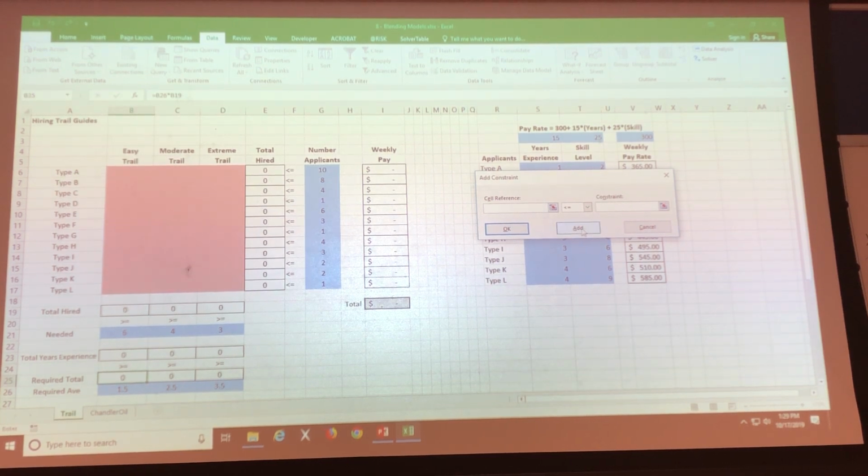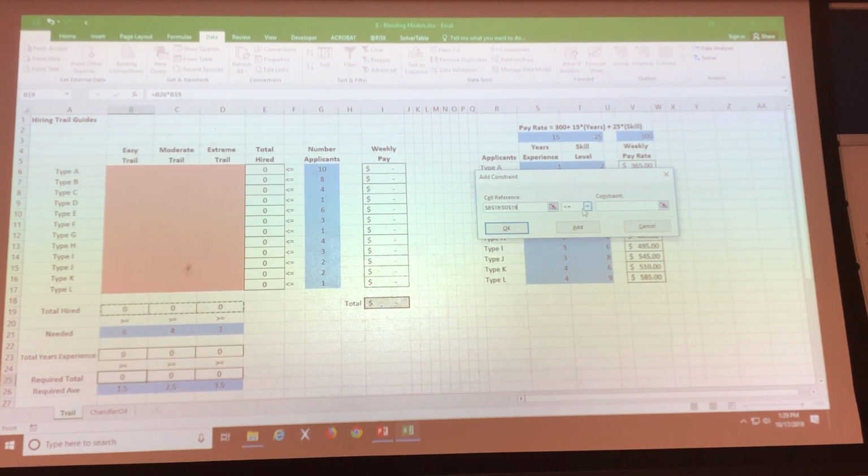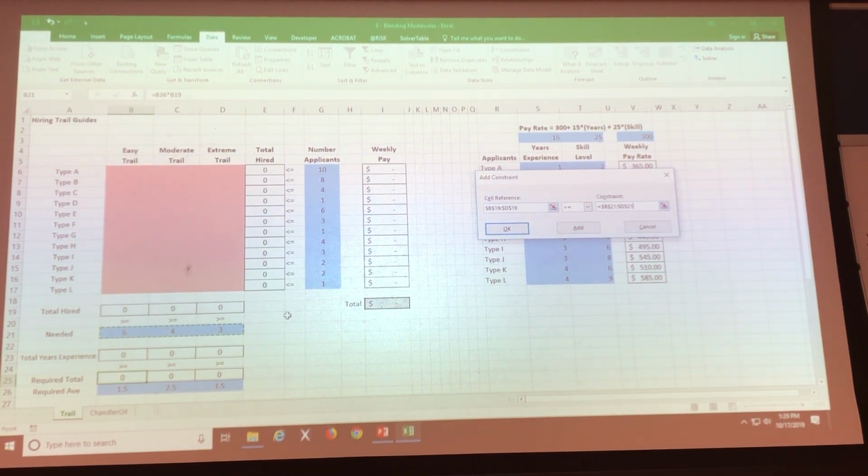What's another one? Total hired has to be greater than or equal to needed. So then you've got the total hired for each trail, which is in B to D19, and that has to be greater than or equal to what you needed on each trail, which is in B to D21. So that kind of takes care of the total hires by type and the total hired by trail. Okay, and what's another constraint?